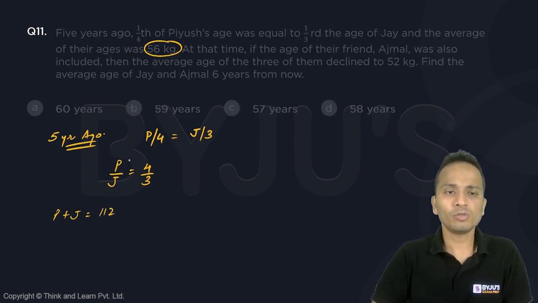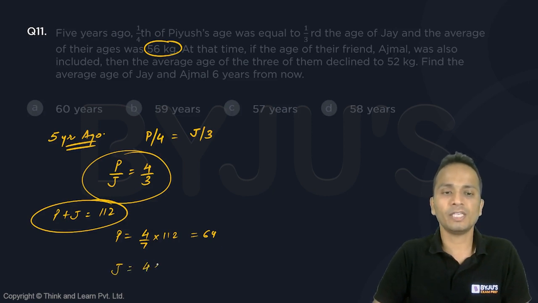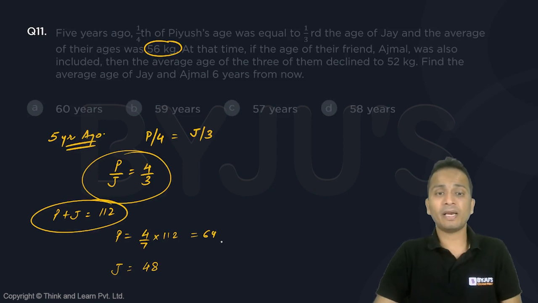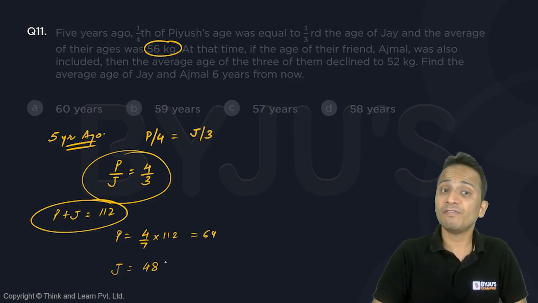Now using this relation and the sum of their ages, you can find out the ages of Piyush and Jay respectively 5 years ago. So 5 years ago, the age of Piyush was 4 upon 7 multiplied by 112. Now 7 16s are 112, so this will become 64. And the age of Jay will be 112 minus 64, which is 48. So these are the ages of Piyush and Jay 5 years ago, the sum being 112.